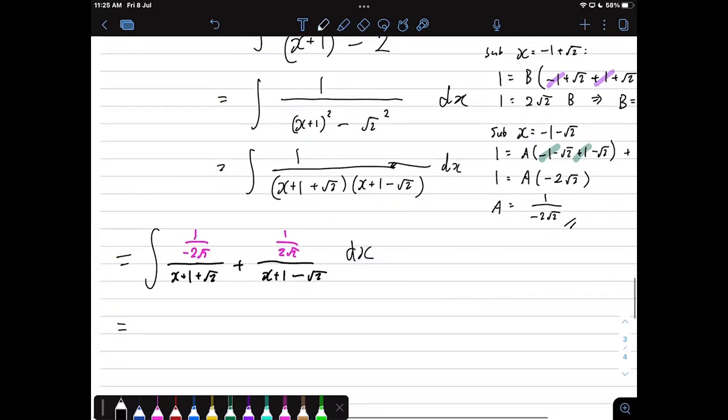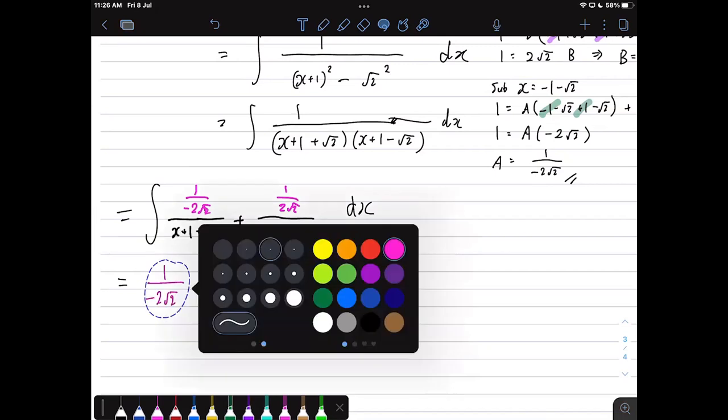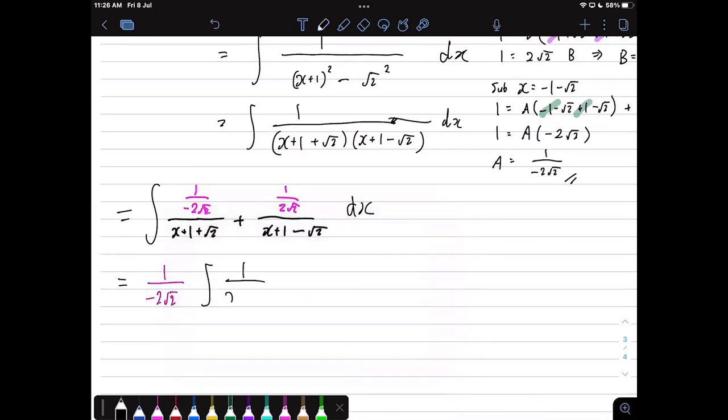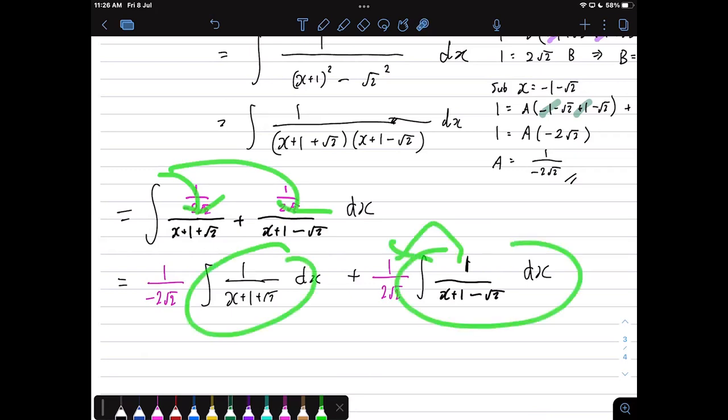So 2 root 2, then now you just have a 1 over x format, right? How to integrate this? You can factor out the pink color 1 over negative 2 root 2. Okay, maybe I'll be consistent. I'll use pink color. And then you multiply by the integral of 1 over x plus 1 plus square root 2 dx. And then you add on, again, another pink integral, but this time it's a positive version. Then you integrate all this. Do you get what I'm doing? I split up into term by term. I integrate term by term. Then I factor out the pink color factor.